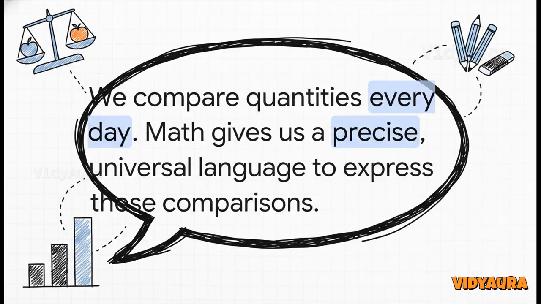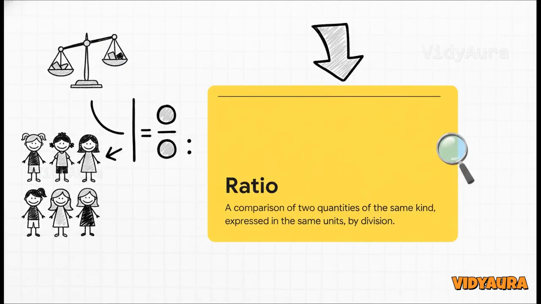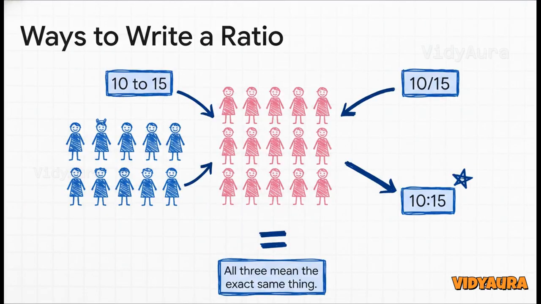But math gives us a really precise, universal language to talk about these comparisons. And that language all starts with one simple but super powerful idea, the ratio. So what is a ratio at its core? It's just a way of comparing two numbers by using division. So, for example, if a class has 10 boys and 15 girls, we can express the ratio of boys to girls as 10 to 15. Simple as that. And you can write this down in a few different ways. You can literally use the word "to," like 10 to 15. You can write it as a fraction, 10 over 15. Or, and this is the one you're going to see most often, you can use a colon. All three mean the exact same thing.